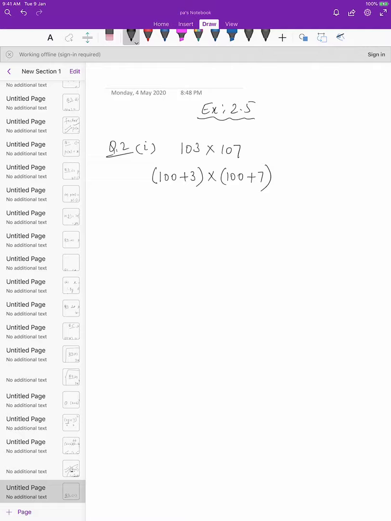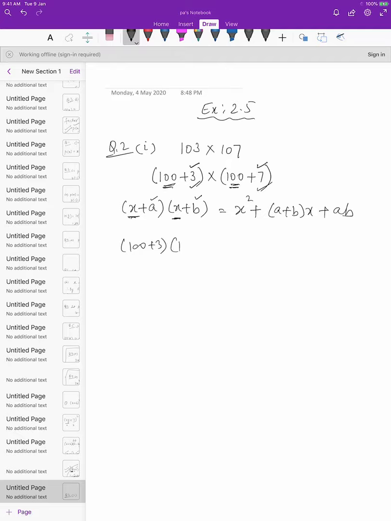Now if you look at both the brackets, one term is common, the other term is not common. So which identity do you think we can apply here? X plus a into x plus b, because one term is common in both and the identity is x square plus a plus b into x plus a into b. So now here in place of x, what do you have in this question? 100. In place of a you have 3, in place of b you have 7.